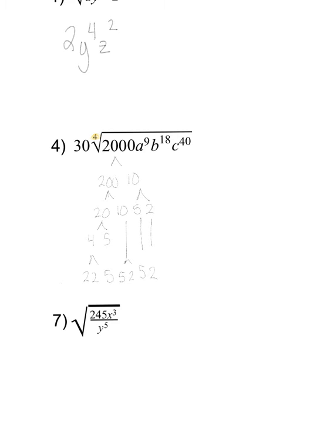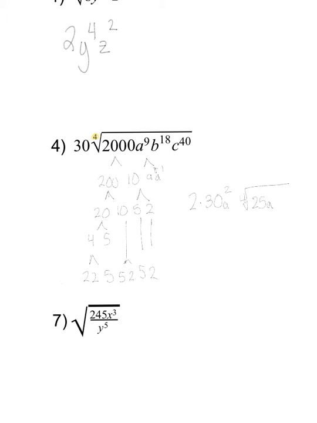So now I'm looking for 4 of a kind. I see that I have 4 number 2's, so that's going to come out as a number 2, but there's a 3 on the outside. And we know that on the inside we're going to have 2 5's, which is 25. Now the a to the 9th I need to break down as a to the 8th times a to the 1, so a squared will come out, a to the 1 will be inside.